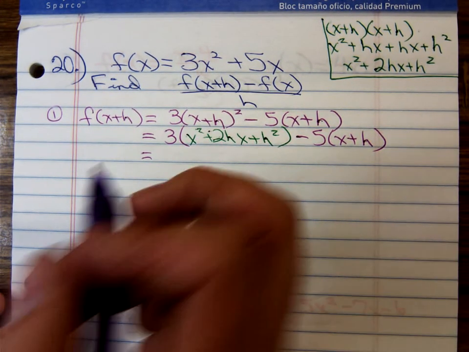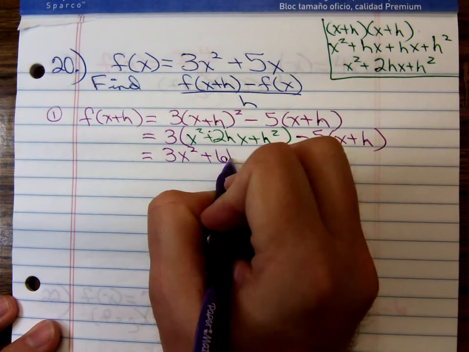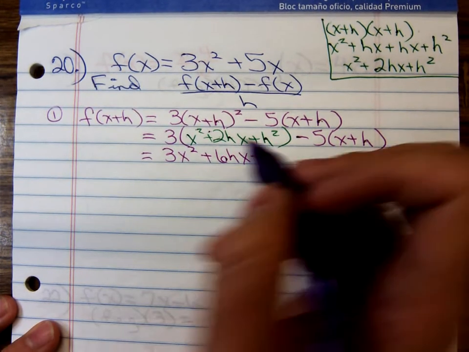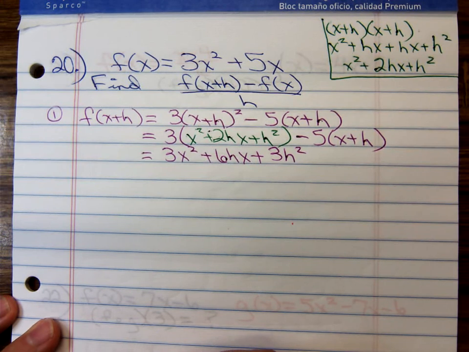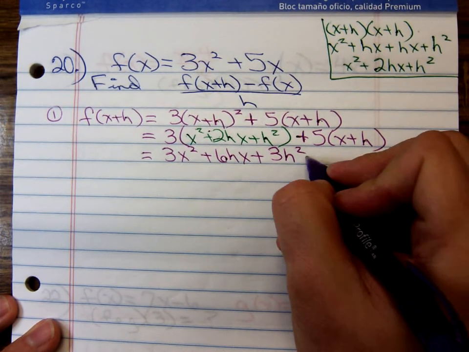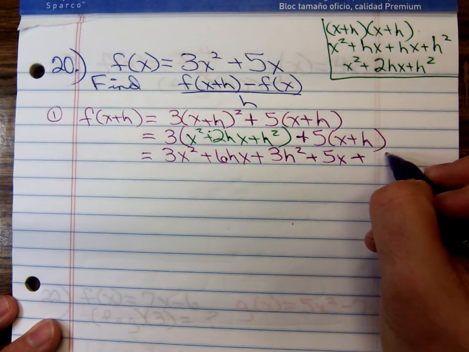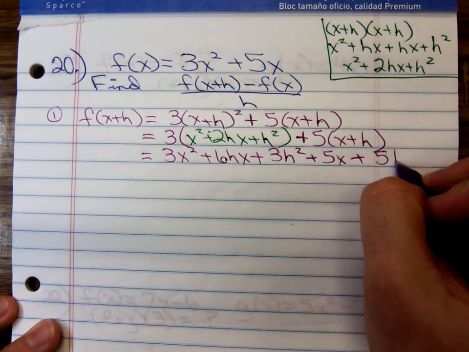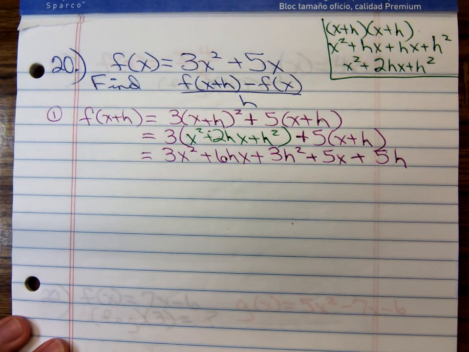3x squared, keep going, plus 6hx plus 3h squared plus, oh, it is a plus. Thank you. That is a plus. So plus 5x plus 5h. Okay. And notice there are no like terms to combine. So we're through with that first step that I would do.